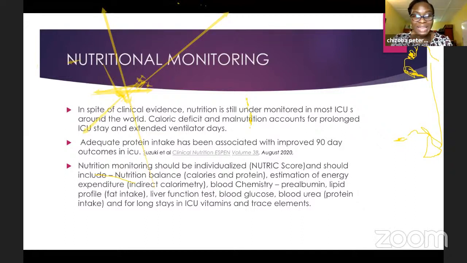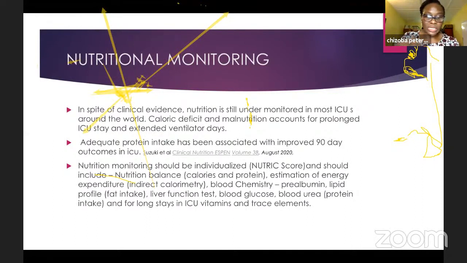Suzuki et al. found that adequate protein intake has been associated with improved 90-day outcomes in the ICU. So we don't want to just be throwing blenderized diets or fortified PAP without actually knowing what it is fortified with and how much protein the patient is getting per day. So we want to make sure we're actually checking and monitoring nutrition in the ICU.